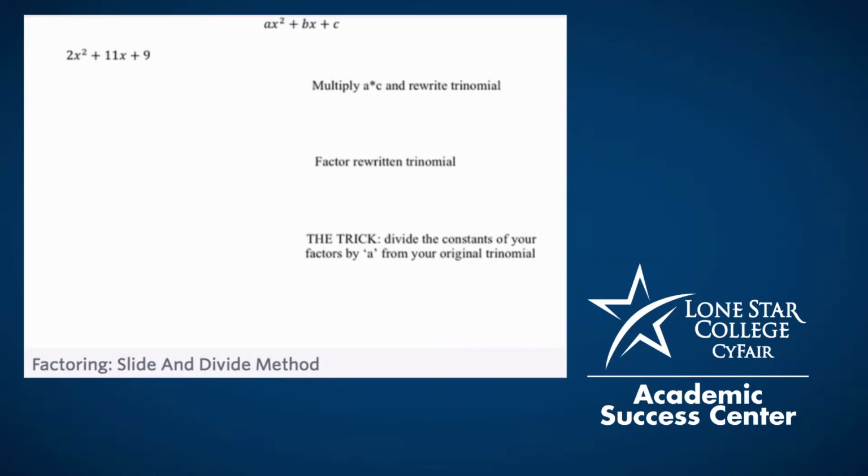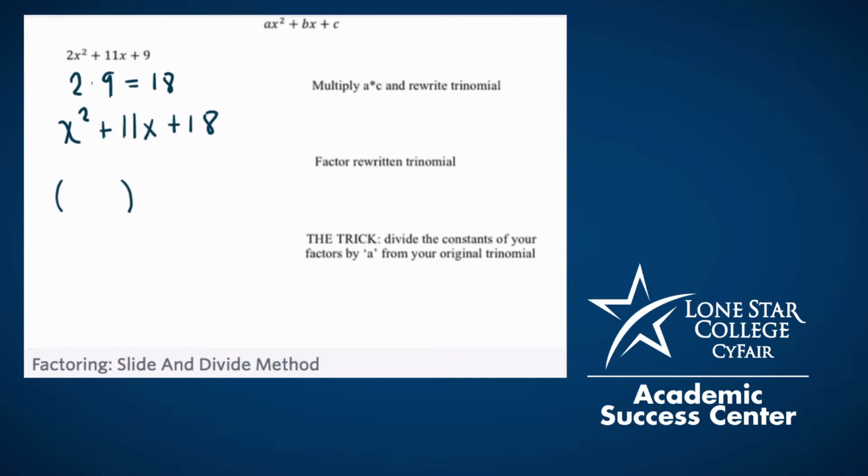(2x squared plus 11x plus 9). The first thing we want to do is multiply a times c. For us, a is 2 and c is 9, and that gives us 18. Once we do this, we want to rewrite our trinomial to be x squared plus 11x plus 18.